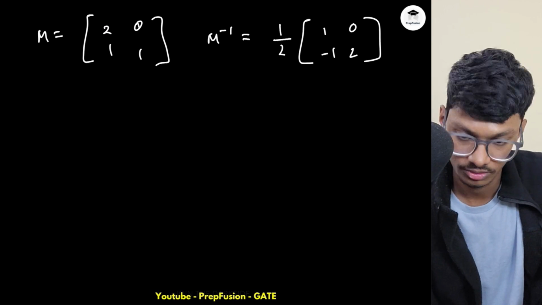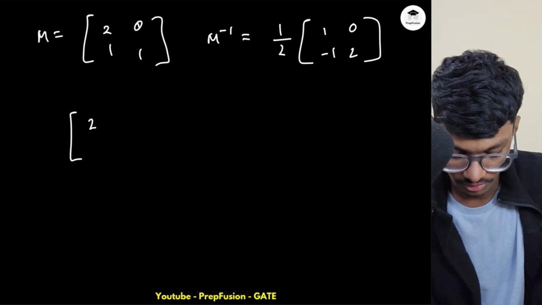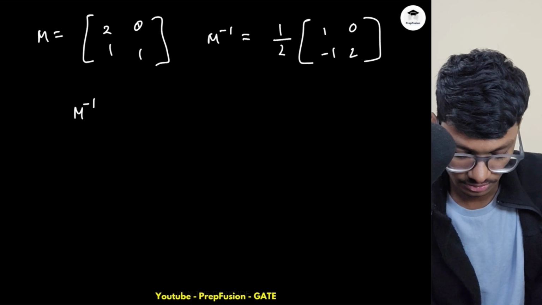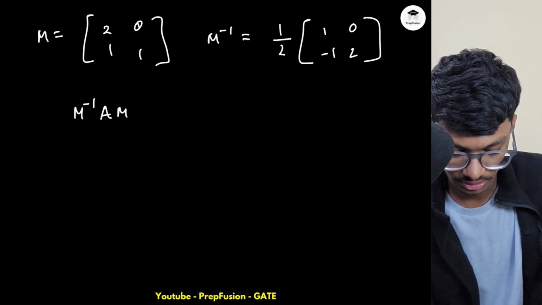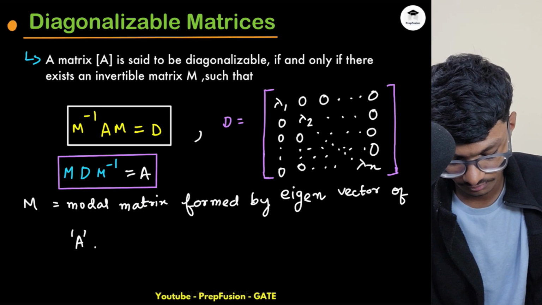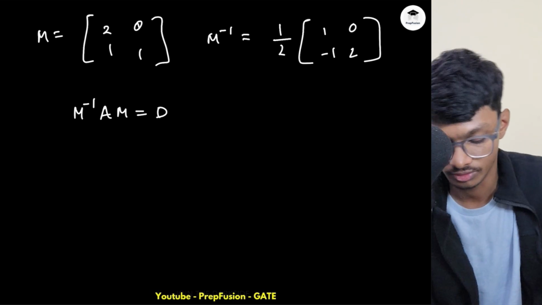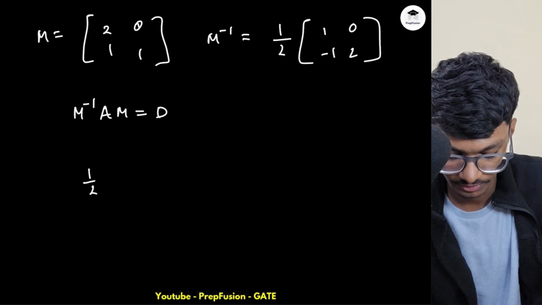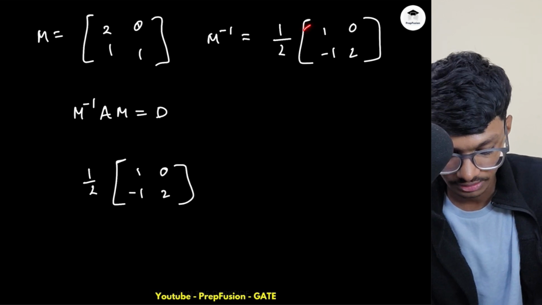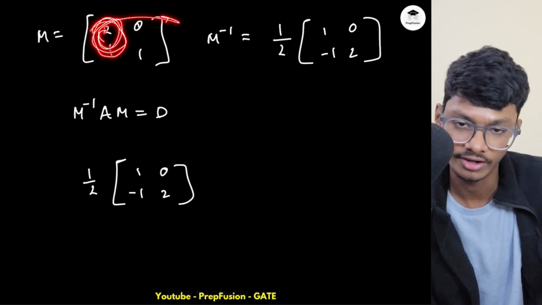So what will happen? Now I will use the formula, the similarity transformation: M inverse A M equals the diagonal matrix. This was the formula, I believe. So M inverse is 1 by 2 times [1 0; minus 1 2]. Whichever eigenvector you write over here, that eigenvalue will come first.